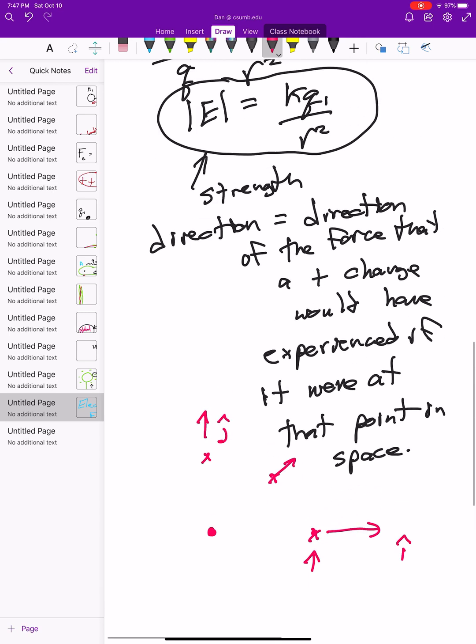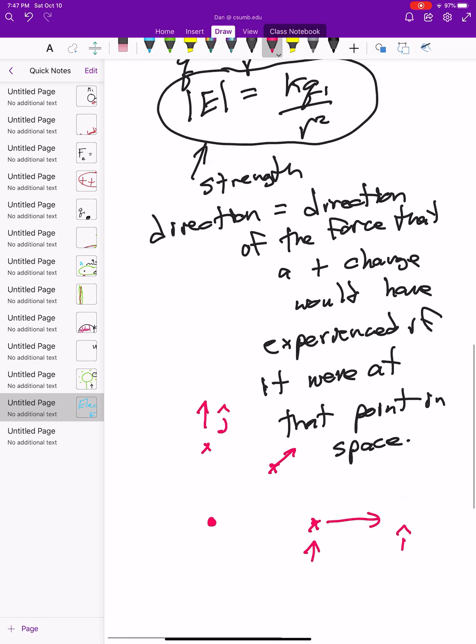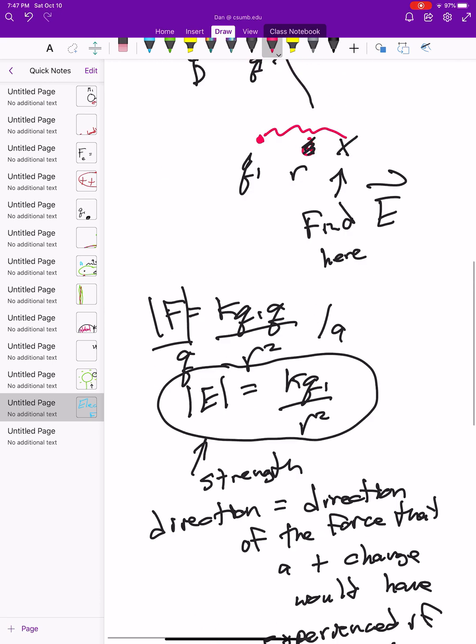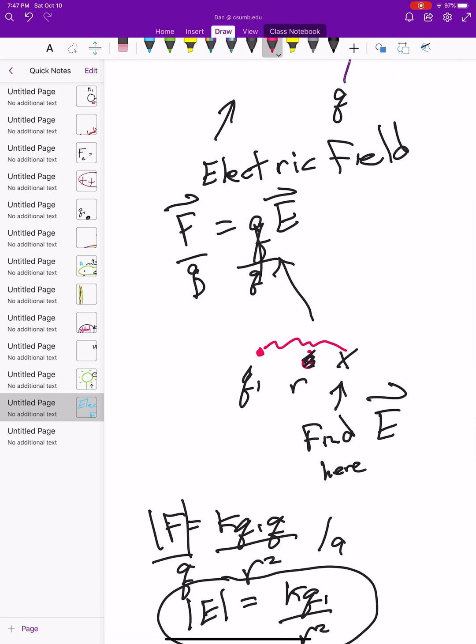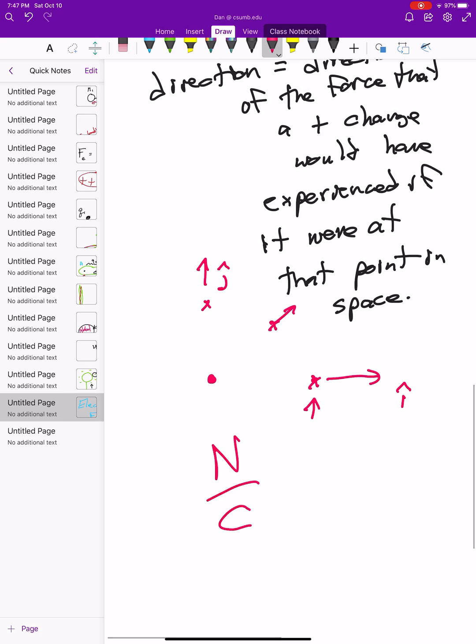The last thing I want to say: see if you can guess the units of the electric field. Remember, go back to the definition. Electric field is equal to the force divided by the size of the charge. So the force is in newtons, the size of the charge is in coulombs. This is the unit of the electric field, the newton per coulomb.